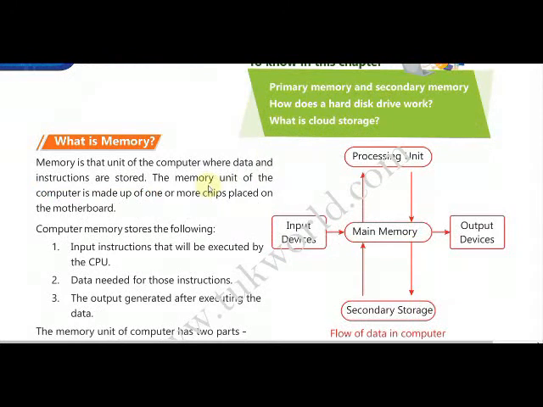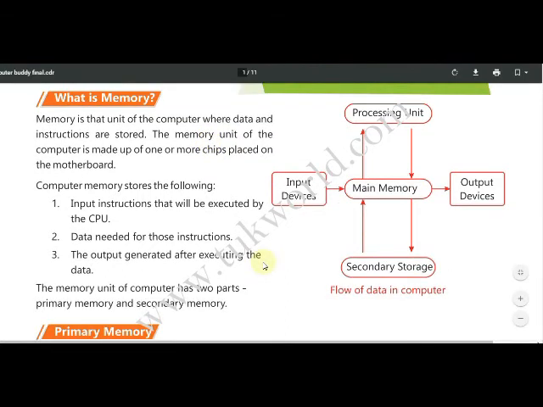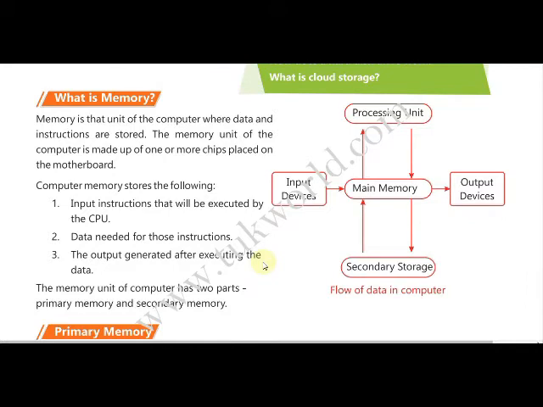Actually, memory is a unit of the CPU. The CPU consists of three different units, and memory is one of them. This unit is responsible for storing data temporarily and permanently. Now let's see the two parts of what a memory unit means.